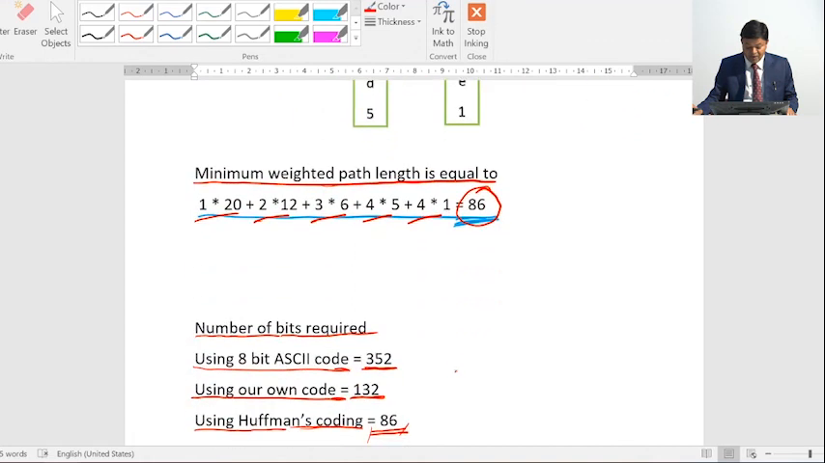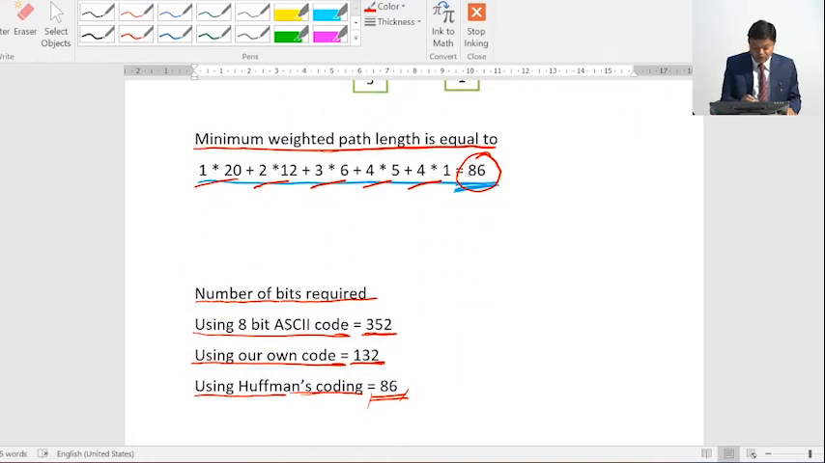Now, let us have a comparison. When we were using standard 8-bit ASCII codes, it means we were not compressing our data. So, what was the total number of bits required? 352. When we assigned our own code, 3-bit code, then what is the total number of bits? 132. And when we used Huffman's algorithm and generated Huffman's coding, then what is the total length? 86. So, we have saved good number of bits.